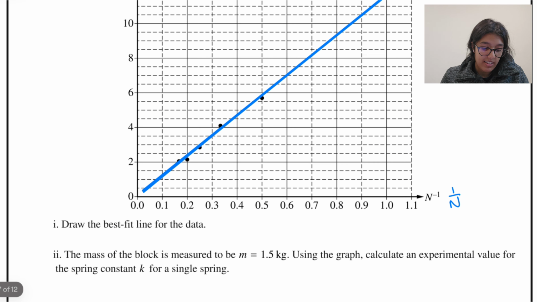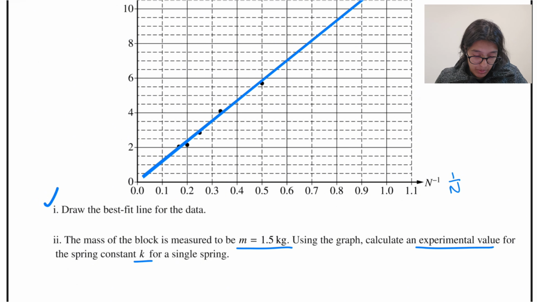All right, now we have the mass of the block measured to be m is equal to 1.5 kg. Okay, that's good. They give us some number. Using the graph, calculate the experimental value for the spring constant k for a single spring. So now we have to calculate the spring constant of one spring. And one thing to note is that they say for a single spring. That is the same thing as saying n is equal to 1. In order to find the spring constant, I'm going to go back to my previous equation of the time period. And that equation was just T is equal to 2 pi square root m over kn.